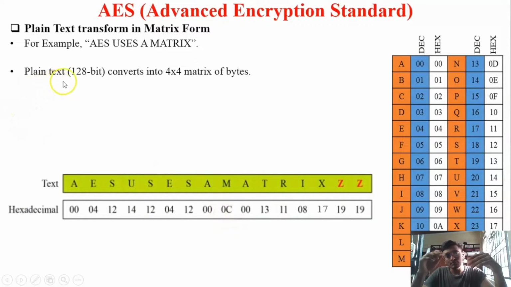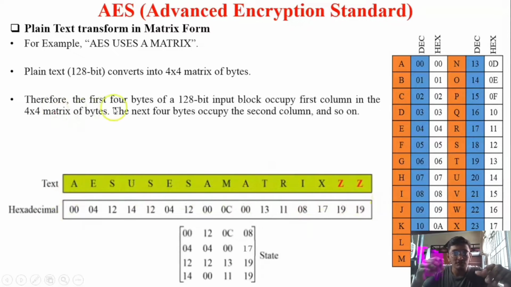Now the plain text size is 128 bits. Convert it into a 4x4 matrix of bytes. If I want to use a 4x4 matrix, I must have 16 characters. So I have 16 numbers. Therefore the first 4 bytes of the 128-bit input block occupy the first column in the 4x4 matrix of bytes.